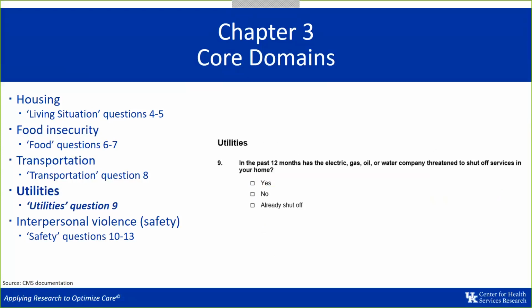Question 9 is the utilities question. It asks, in the past 12 months, has the electric, gas, oil, or water company threatened to shut off services in your home? They can respond with yes, no, or it's already shut off. Responding with yes or already shut off flags a positive HRSN.